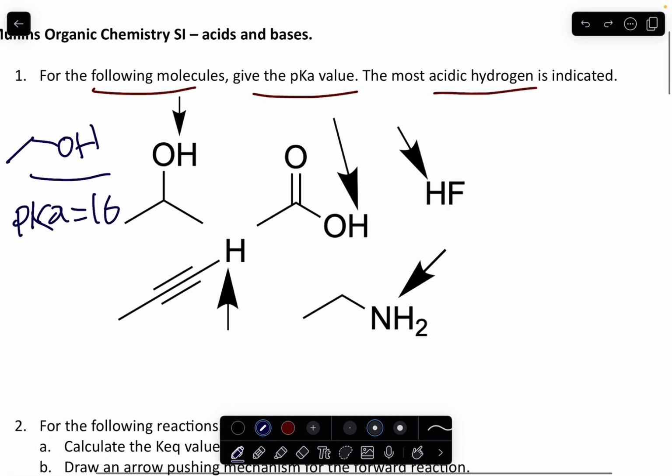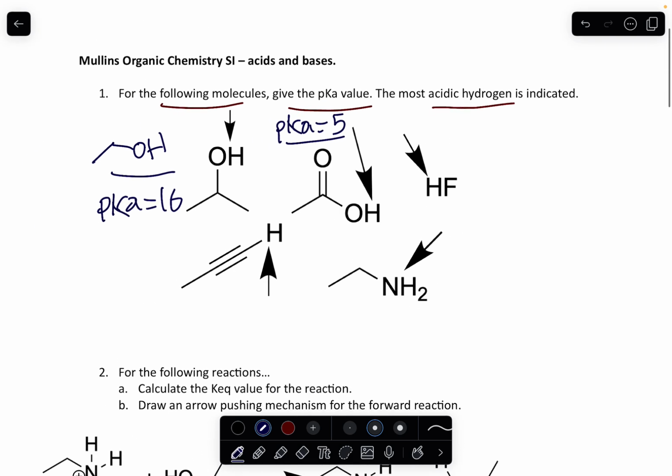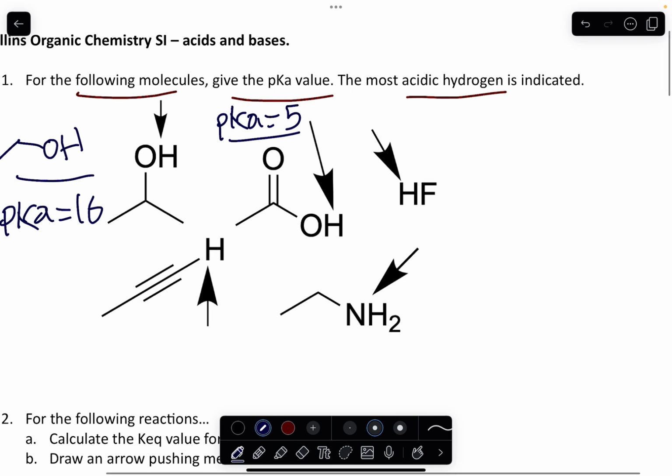For here, this is a carboxylic acid functional group, meaning that the pKa for the carboxylic acid will be 5. Acetic acid is the one given in the book, actually. HF is one of those we now have to know. The pKa is going to be 3 for this one.